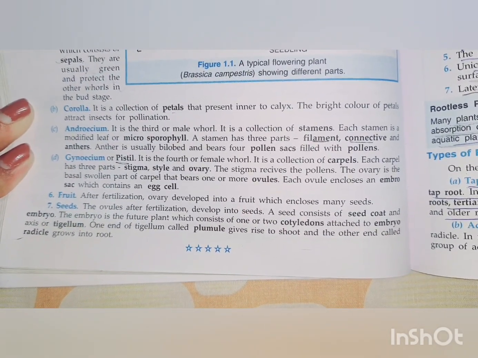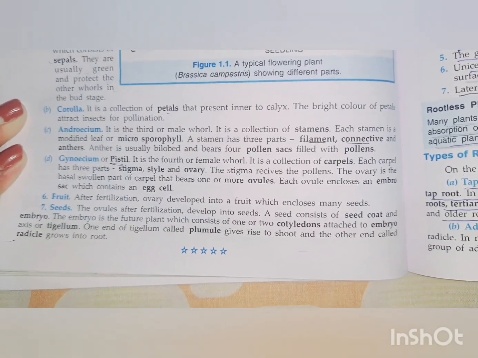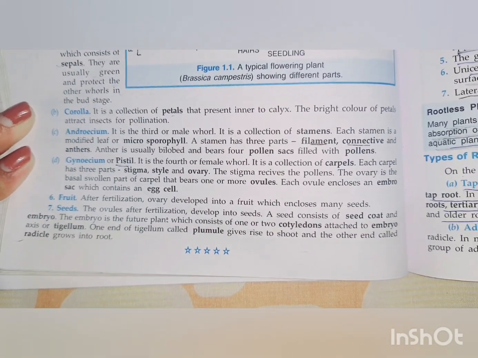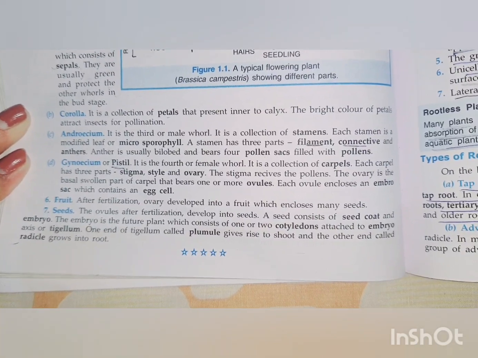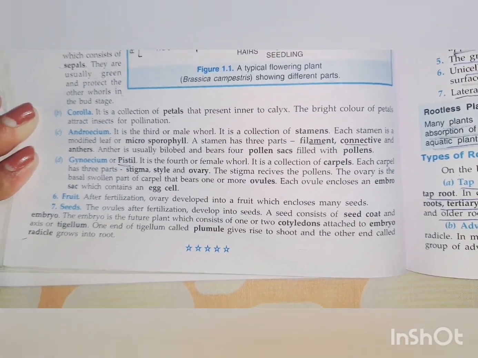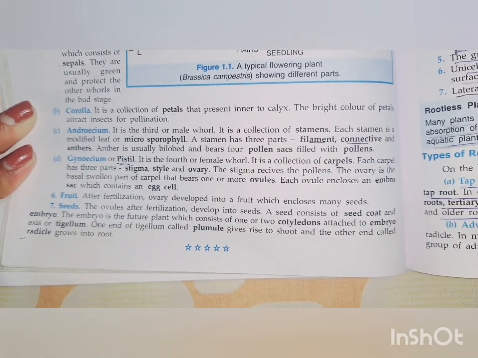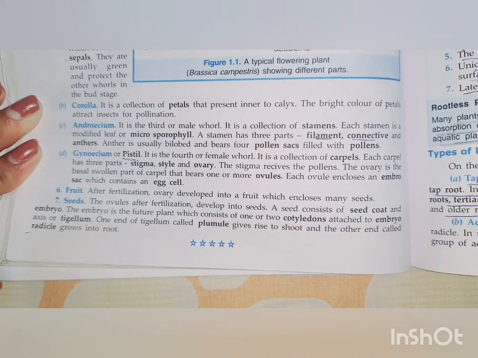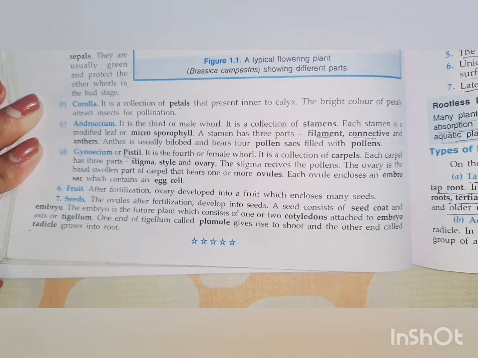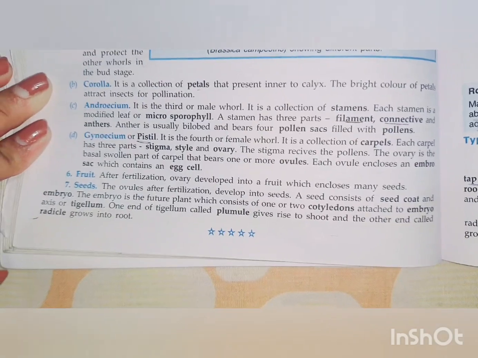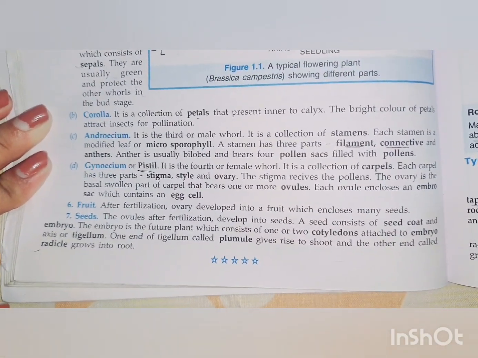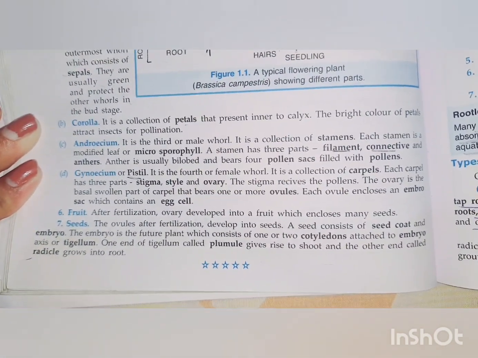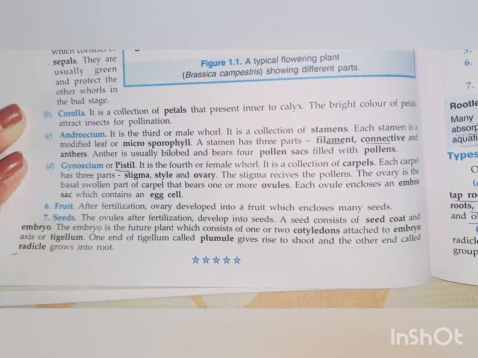Then after fertilization, that means fusion of male and female gametes, the fruit is developed. The whole ovary is transformed into the fruit which encloses many seeds. Then the ovules which are present inside the ovary develop into the seed after fertilization. It has a covering called the seed coat, and inside that covering the embryo is present.